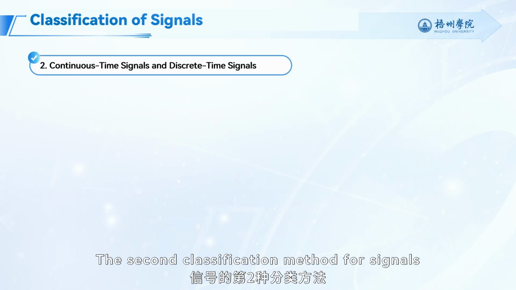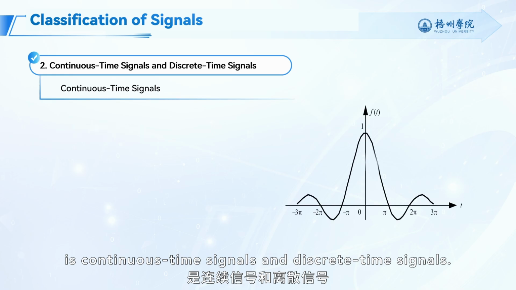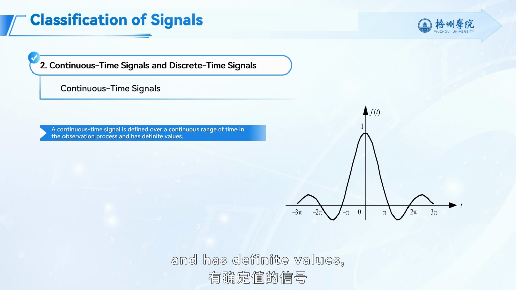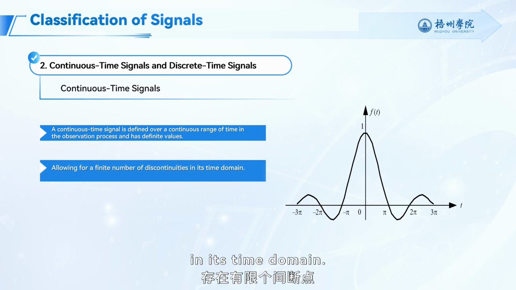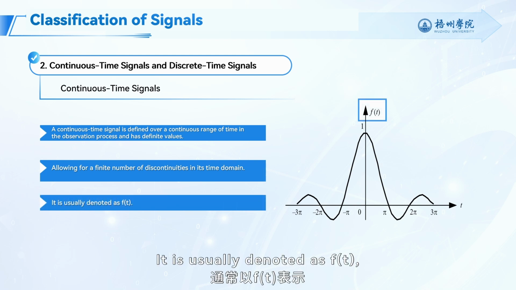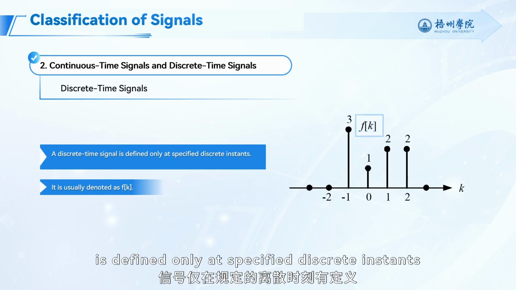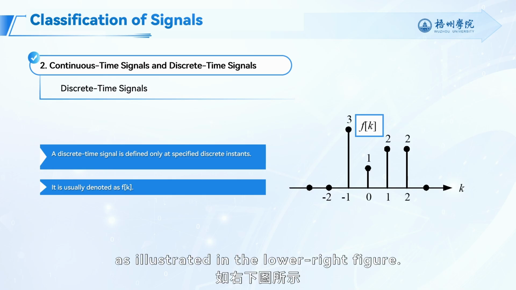In this course, we will focus on deterministic signals, and random signals are generally studied at the graduate level. The second classification method for signals is continuous time signals and discrete time signals. A continuous time signal is defined over a continuous range of time in the observation process and has definite values, allowing for a finite number of discontinuities in its time domain. It is usually denoted as f of t, as shown in the figure. A discrete time signal, on the other hand, is defined only at specified discrete instances and is usually denoted as f of k, as illustrated in the lower right figure.